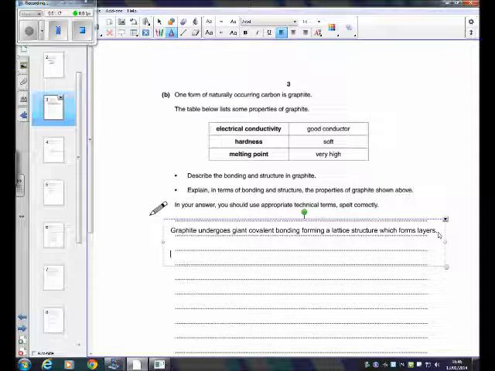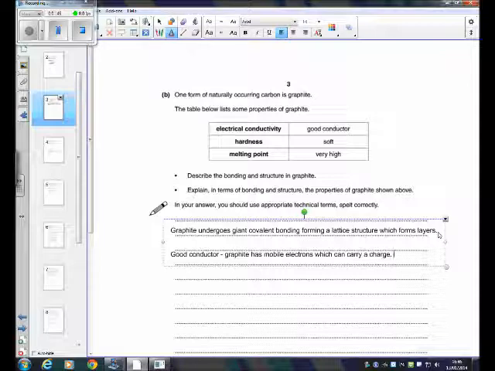So you need to explain each of the properties. Okay, so first of all we'll talk about conductor. And the reason graphite is a good conductor is because it has mobile electrons. So graphite has mobile electrons which can carry a charge.